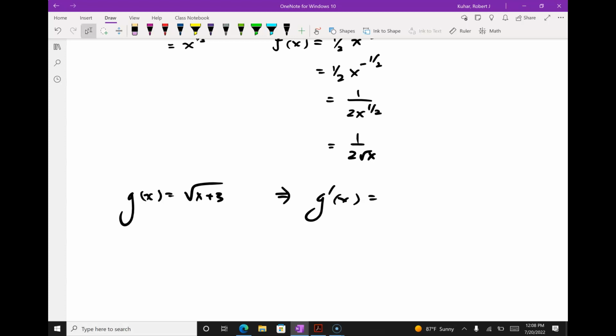Same thing, how? 1 over 2 square root of... not square root of x, x plus 3. So the derivative is going to maintain the transformation, right? It's going to behave just like the square root of x, but shifted over, in this case shifted left, right?